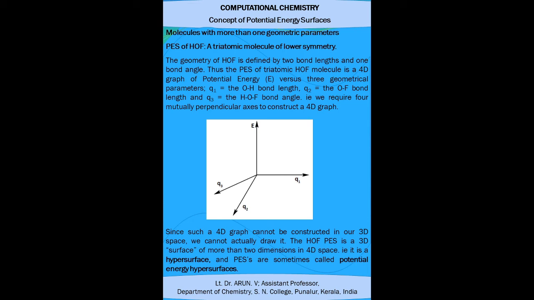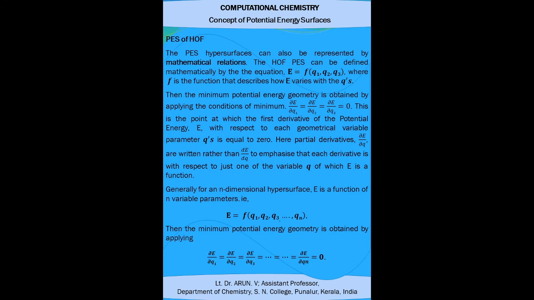That is, we require four mutually perpendicular axes to construct a four-dimensional graph. Since such a four-dimensional graph cannot be constructed in our 3D space, we cannot actually draw it. The HOF potential energy surface is a three-dimensional surface of more than two dimensions in four-dimensional space. It is called a hypersurface, and potential energy surfaces are sometimes called potential energy hypersurfaces. Potential energy hypersurfaces can also be represented by using mathematical relations.